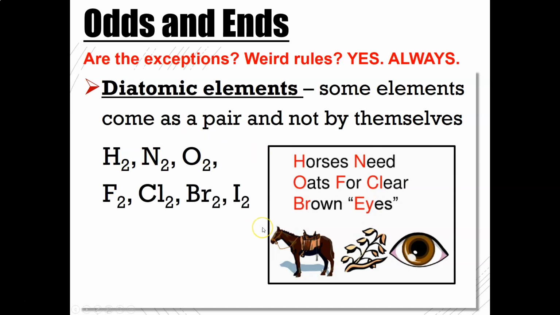These elements naturally come as a pair. You are not going to naturally have hydrogen as a single atom floating around. You're going to have it bonded to another hydrogen. So if I say hydrogen gas, you need to know it's H2. If I say chlorine gas, you got to know it's Cl2. So these are diatomic gases.